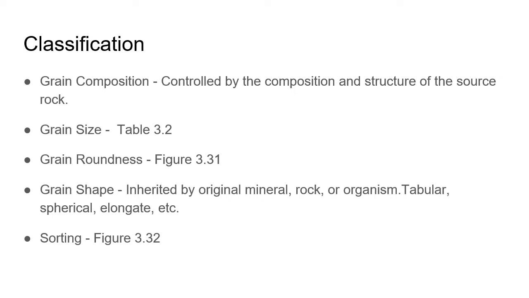Table 3.2, which deals with grain size, grain roundness, which is figure 3.31, other forms of grain shape, and sorting, which is 3.32. So all of these are things we want to include when we're talking specifically about clastic rocks, clastic sedimentary rocks, as a way of helping us classify these. So we're just going to kind of go through and review these diagrams briefly. I suggest following along in the book.